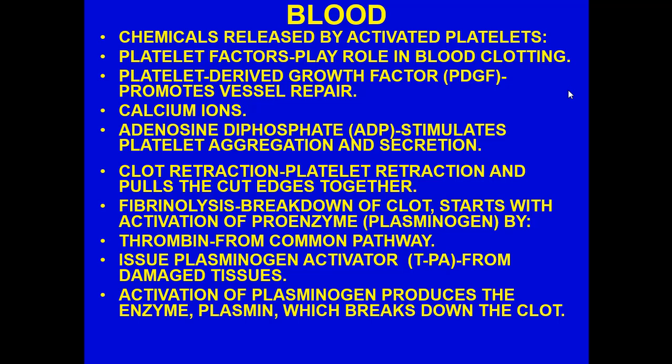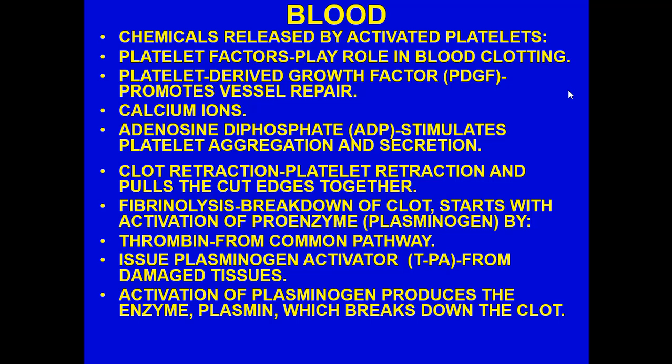The chemicals released by activated platelets include platelet factors that play a role in the blood clotting, platelet-derived growth factor, PDGF, which promotes vessel repair. You're also going to have a release of calcium ions. You will also have adenosine diphosphate, ADP, which stimulates platelet aggregation and secretion. The clot will begin to do retraction, and this is due to platelet retraction, and it begins to pull the cut edges together. You also will have fibrinolysis, which is the breakdown of the clot.